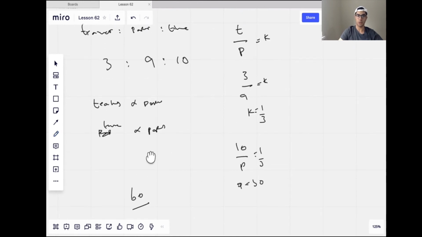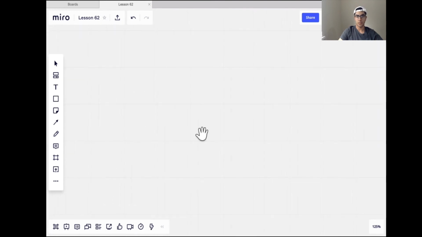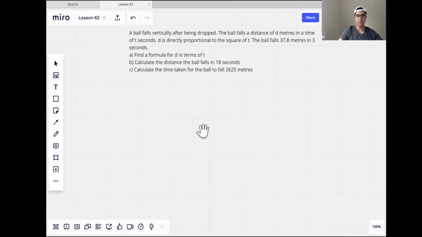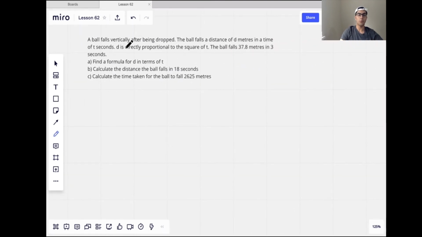I've got another one here. A ball falls vertically after being dropped. The ball falls a distance of d meters in a time of t seconds. d is directly proportional to the square of t. So this is a bit different: we've got proportional to the square of t, not just proportional to t. The ball falls 37.8 meters in 3 seconds. Find the formula for d in terms of t.